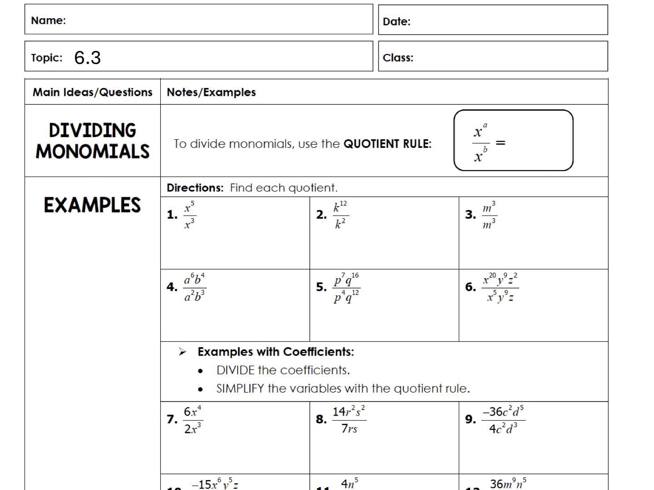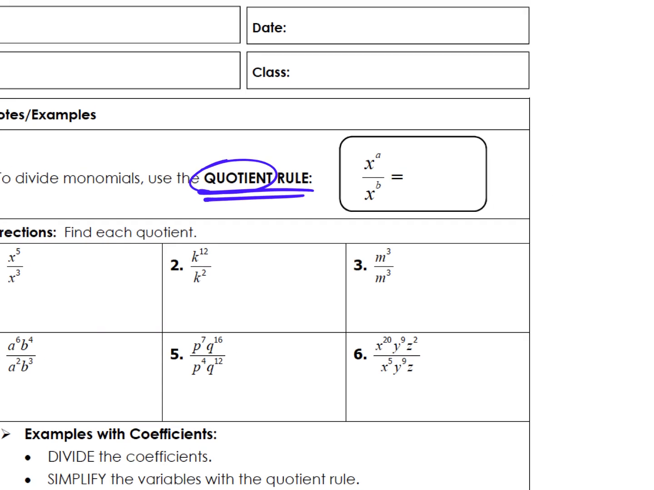So there's this rule. It's called the quotient rule. Do you know what quotient is? Quotient shows up when you divide. Something divided by something will get you a quotient of whatever the number is. So the quotient rule says this.